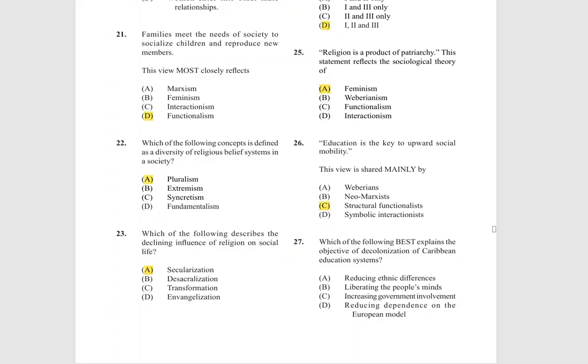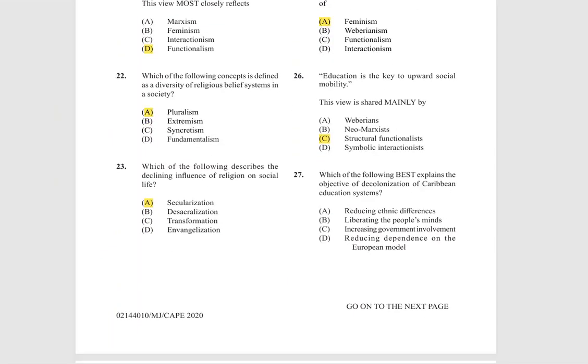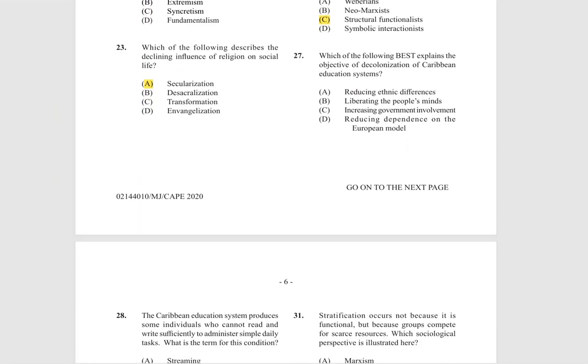Which of the following best explains the objective of the decolonization of Caribbean education systems? A. Reducing ethnic views. B. Liberating the people's minds. C. Increasing government involvement. Or D. Reducing dependence on the European model. And 27 is D.